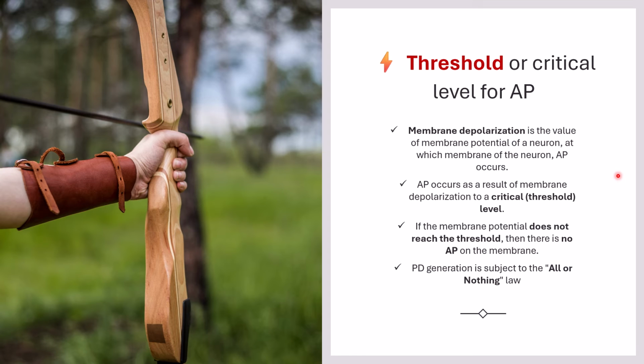It can't be released half an arrow shot. It's full power or nothing, just like the neurons. If the threshold is met, the action potential fires completely.